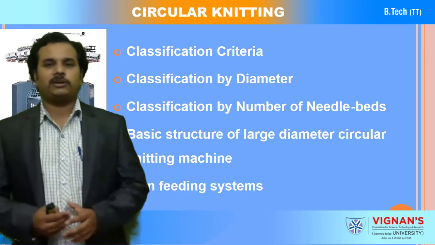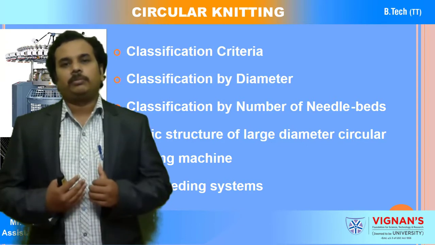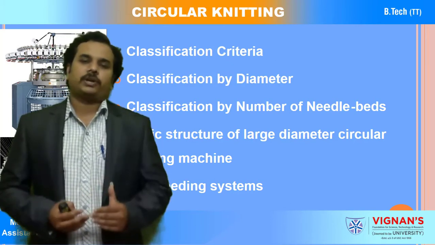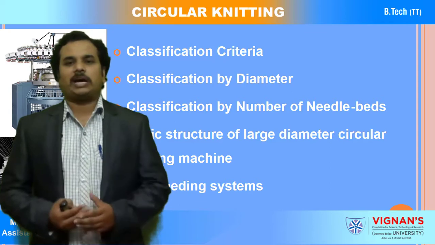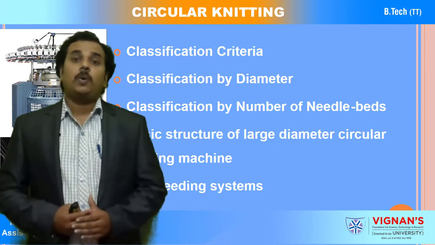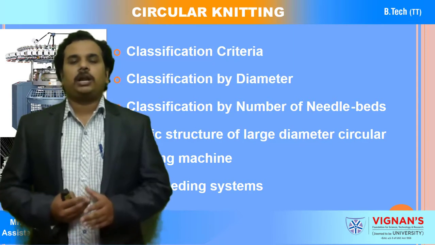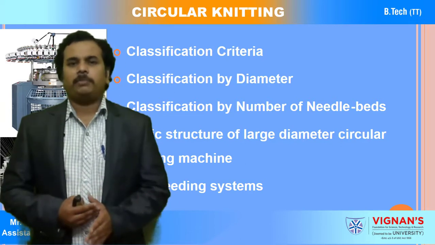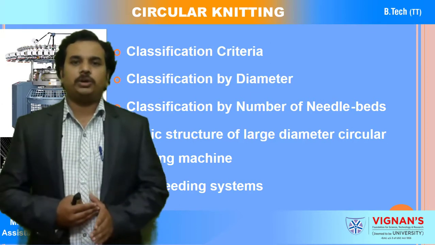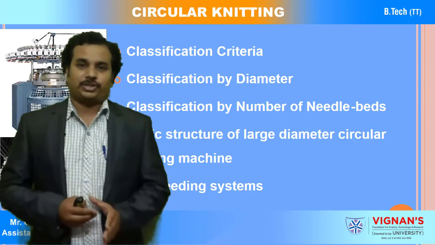So on the basis of diameter and needle bed, we have seen the classification, and in the previous sessions along with this we have seen the basic structure of large diameter circular knitting machines, as well as the yarn feed systems. Like feeding, we have a creel type, yarn feeders and the thread guides which we use in circular knitting technology; we have seen these in the last sessions.